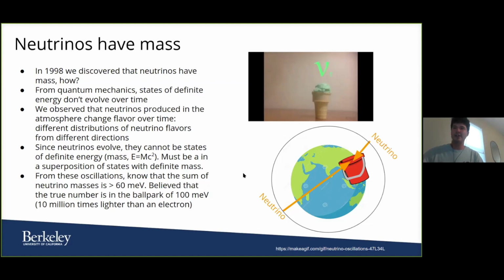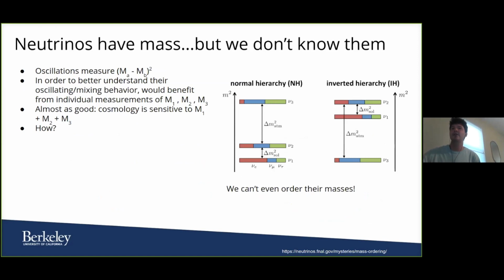All right. We know from these oscillations a lower bound on the mass of these neutrinos, which is 60 millielectron volts. And it's believed that the actual value for the sum of these three masses is somewhere around 100 millielectron volts, which, to put this in perspective, is 10 million times lighter than the mass of an electron. So they're super tiny. All right, so neutrinos have mass, but we don't know what the actual value is.